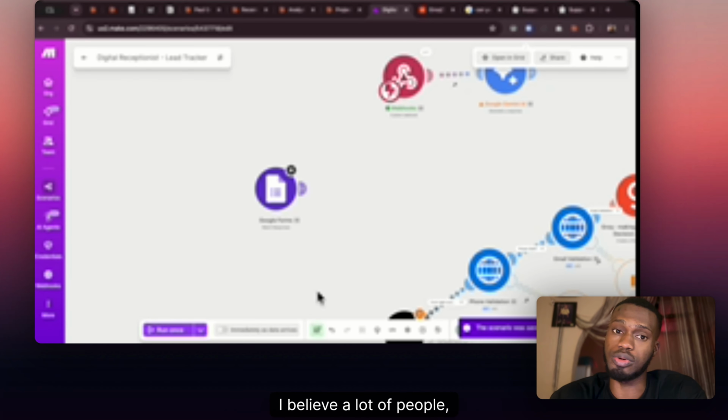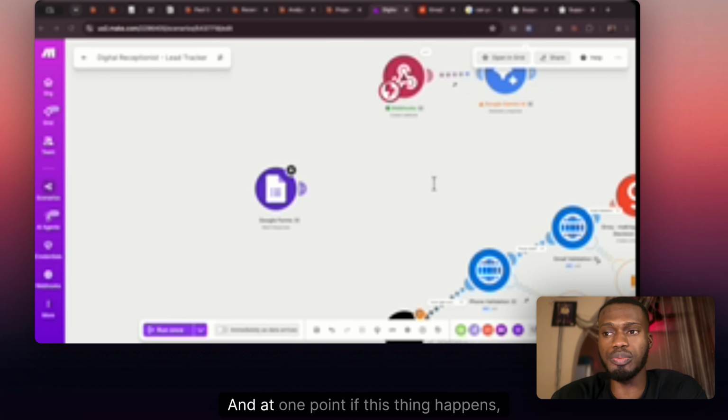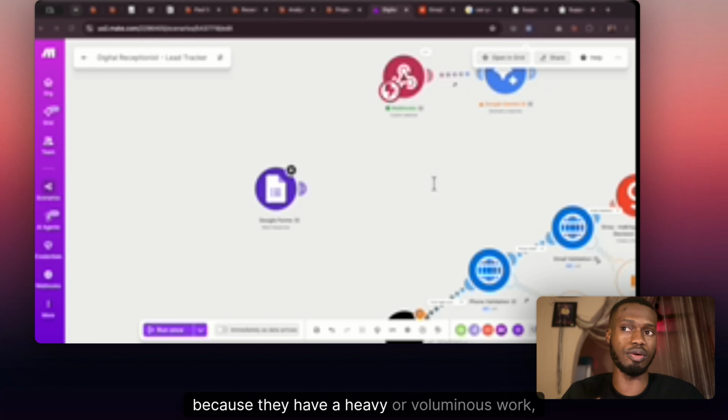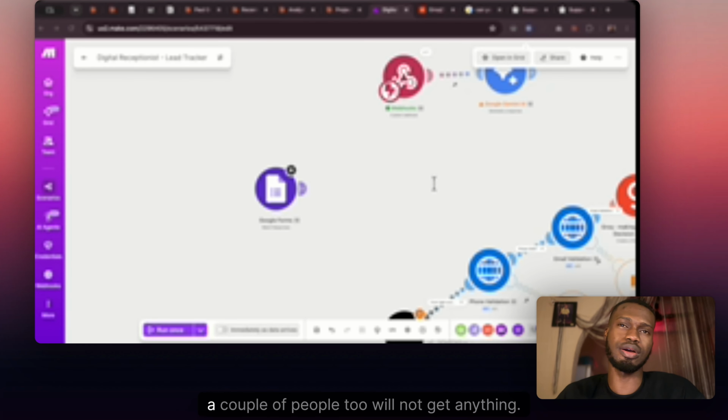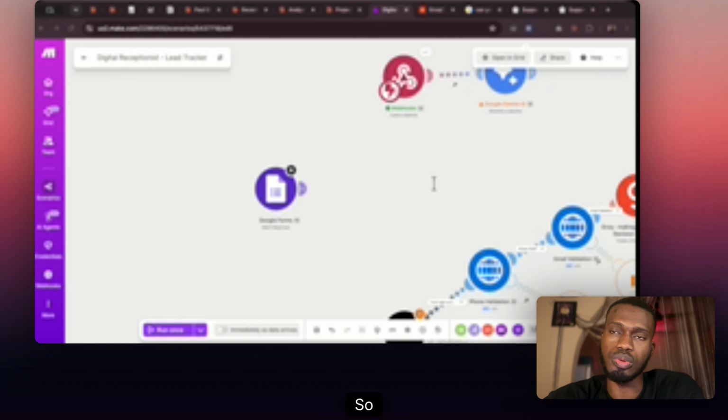I believe a lot of people, because I was one of them, were calling their server every time. And at one point, if a couple of people monopolize it because they have heavy or voluminous work, a couple of people too will not get anything. That is why. The second one also, I believe, is server protection too.